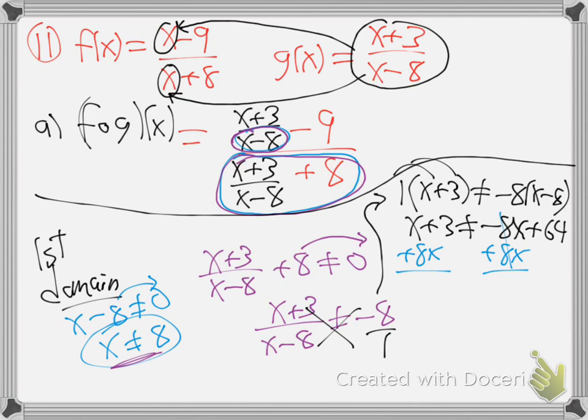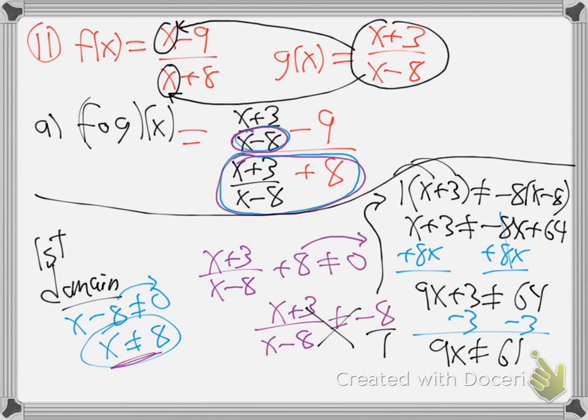That's gone. So then I'll get 9x plus 3 not equal to 64. Subtract 3. We're almost done with this one. 9x not equal to 61. Last step, divide by 9. There it is. Yeah, 61 ninths.